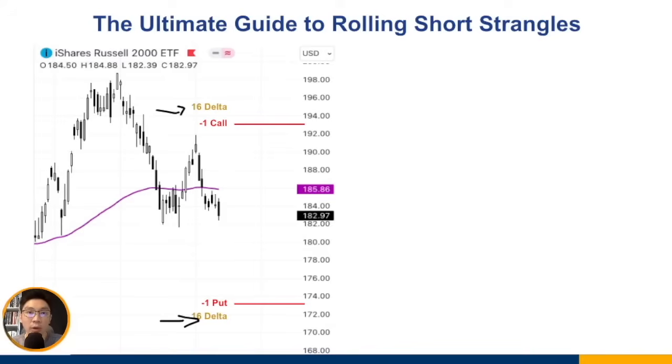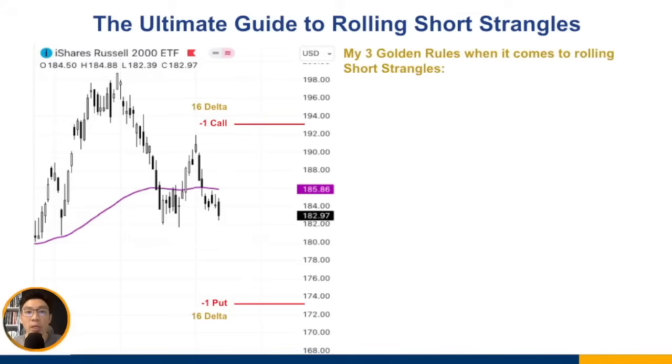And if you're a little bit more aggressive, you can go for a little bit higher delta, maybe up to 20 or even 25 delta. Now, when it comes to rolling, I personally have a few golden rules that I follow. I have 3 golden rules when it comes to rolling short strangles. Now, these are my personal rules. You can choose to follow them if you want to. If you don't want, that's fine as well.